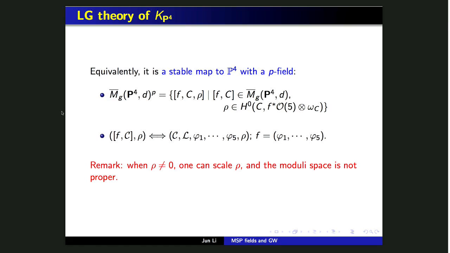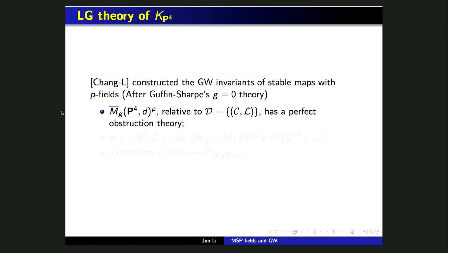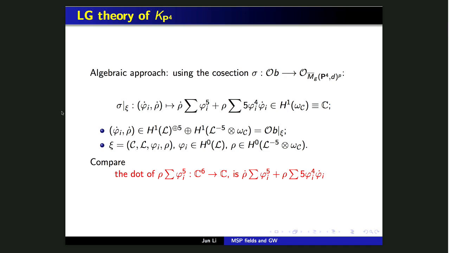And so there's a way to try to construct a moduli space virtual cycle. Witten's original approach was to use Witten's equation, which is analysis, but that works for the genus zero case. For high genus, we can use the perfect obstruction theory and use the cosection. And at least this is how I feel, the LG theory is such an amazing theory. Once I noticed this line, I became a true believer.